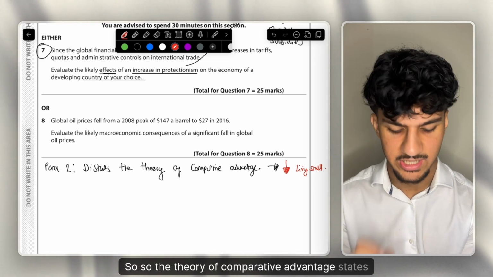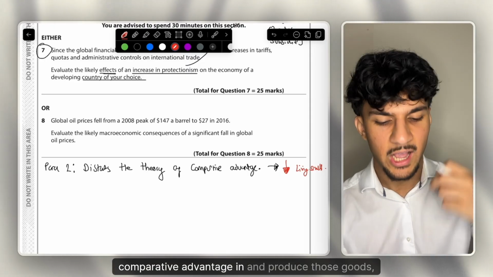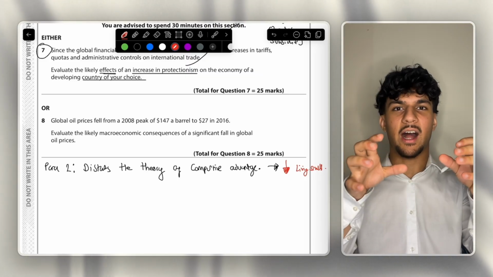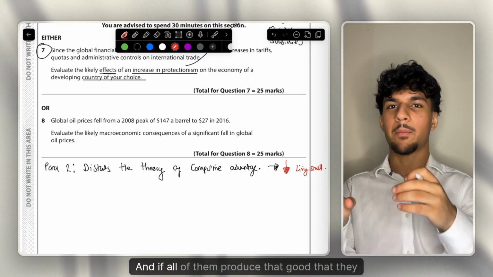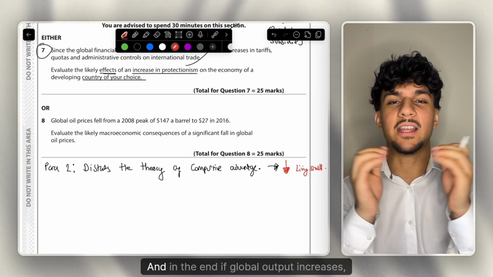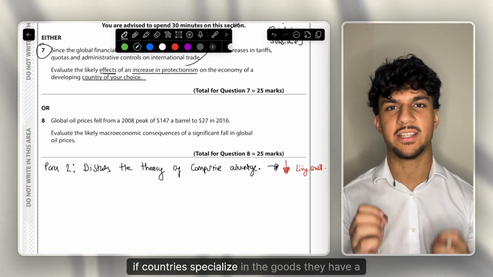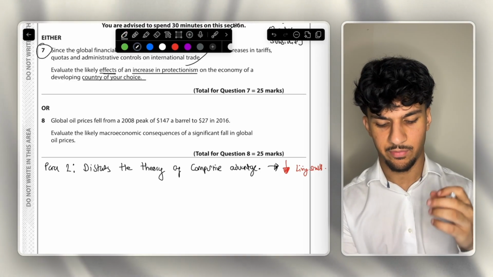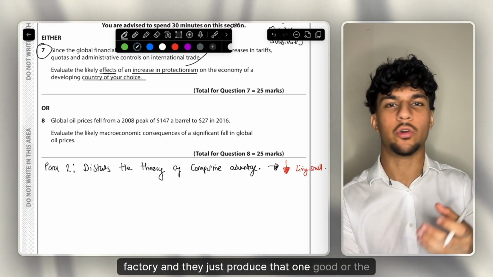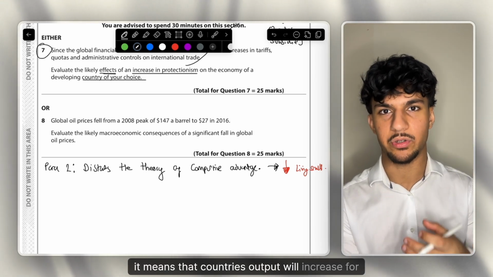So the theory of comparative advantage states if countries specialise in the goods they have a comparative advantage in and produce those goods, it means every single country almost becomes a little factory, a specialised factory. And if all of them produce that good that they specialised in, it means global output will increase. And in the end, if global output increases, let's think what happens. If countries specialise in the goods they have a comparative advantage in, every country becomes a specialised factory and they just produce that one good or the several goods which they have a comparative advantage in, it means that country's output will increase for that good.